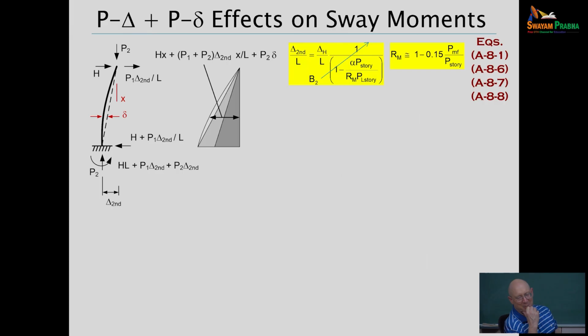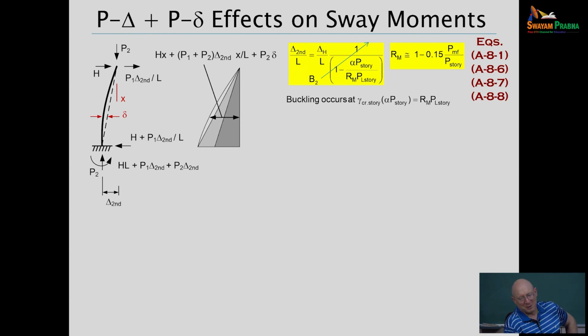So these are the equations. I'm just bringing them forward from the last page. Again, the equation numbers on the right in red are equation numbers that show up in the PDF of the spec, the AISC specification that you have.